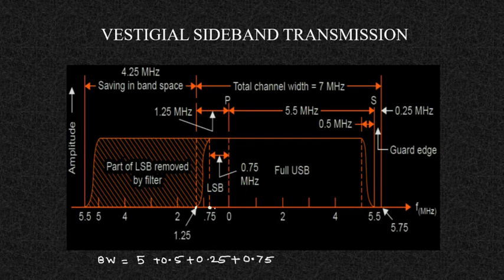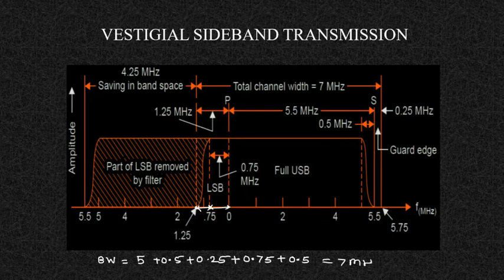Here you have taken 0.75 frequency, but you will have to keep this band, that is the attenuation band, which is nothing but the 0.5. So this collectively becomes 1.25. If I add all this, 5.5 plus 5 becomes 6, and 6 plus this 1 becomes 7 megahertz.